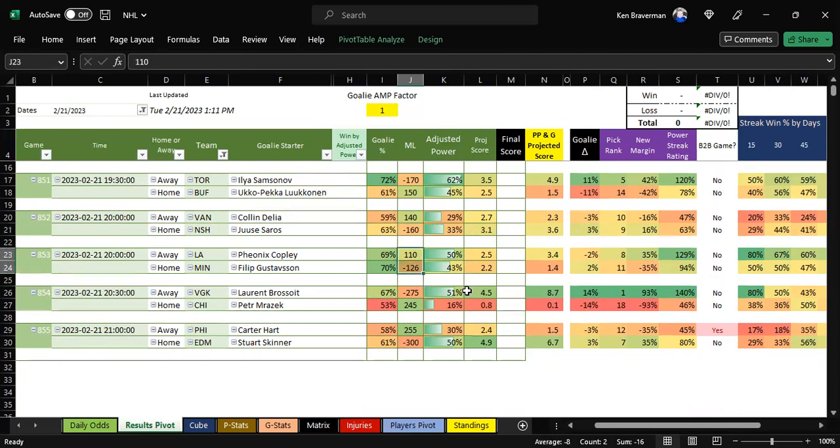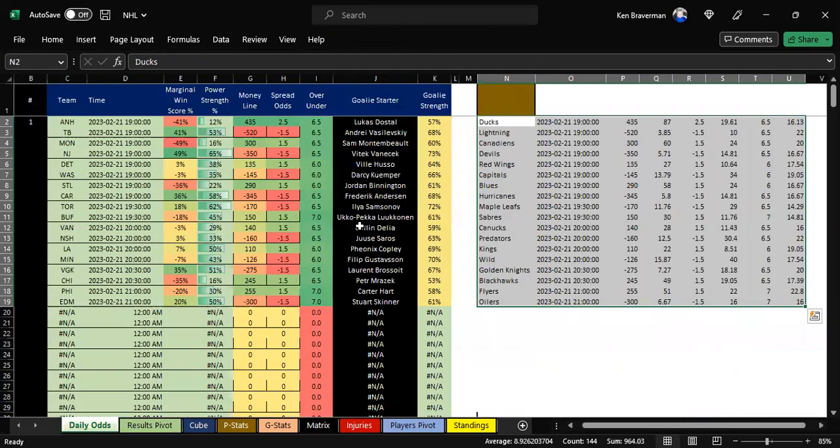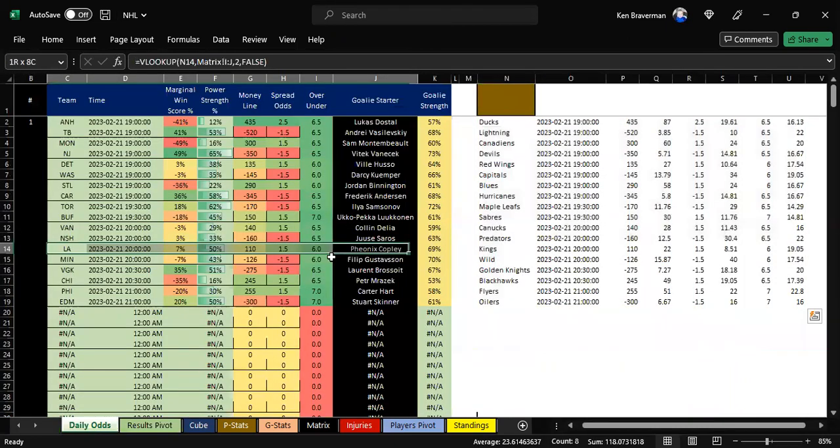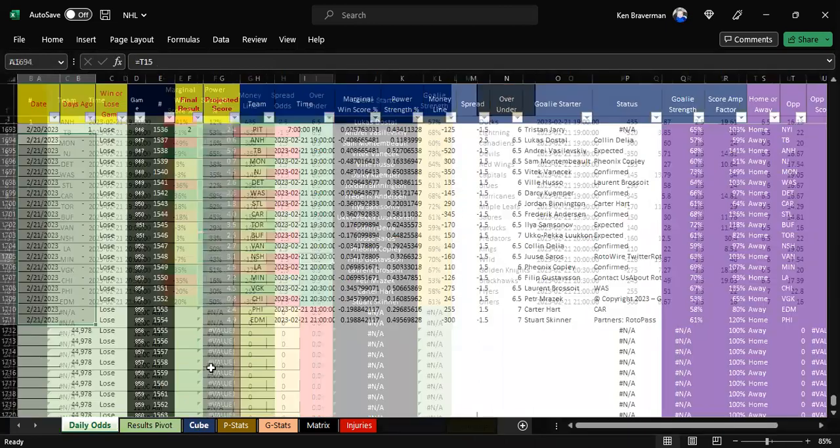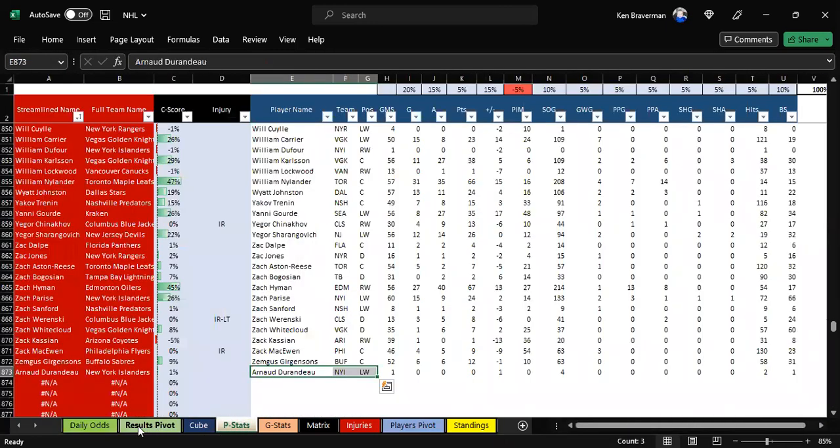This one's too close to call right now with LA and Minnesota at only plus 110 and minus 126. If anything, it says it's going to be an under in this game, surprisingly, with Phoenix Copley and Philip Gustafson going. So I bet the over-under is set at 6.5 in that game. Let's take a look. 6. But it does think it'll be an under. 6 is kind of tough, though.